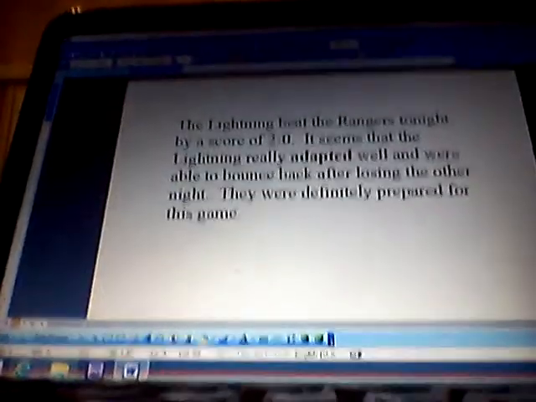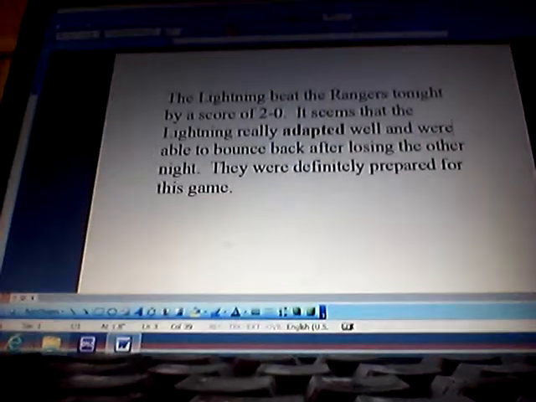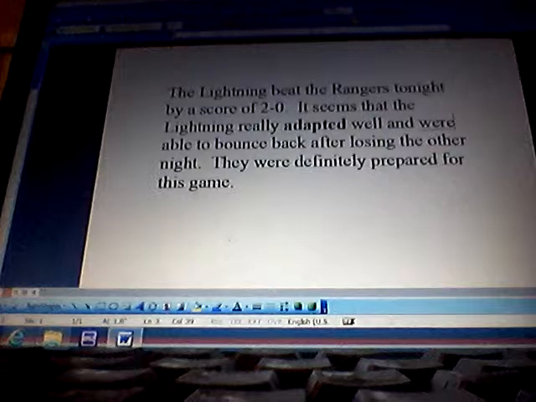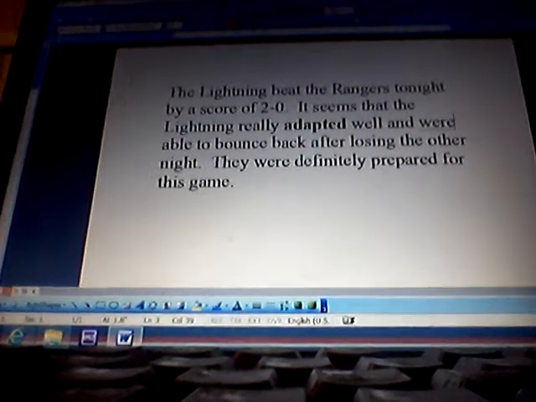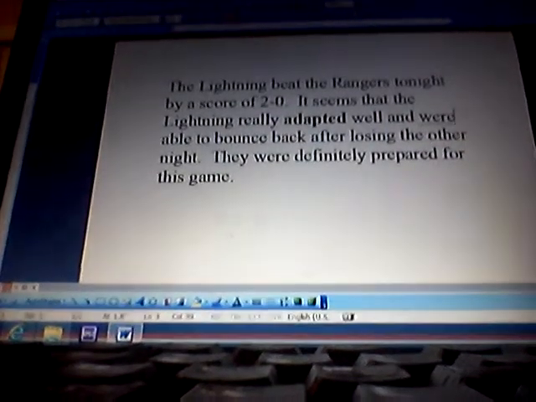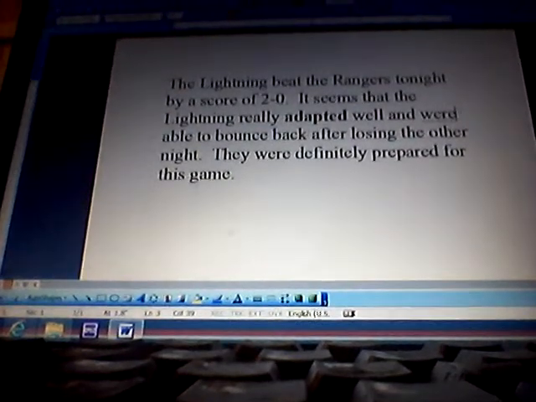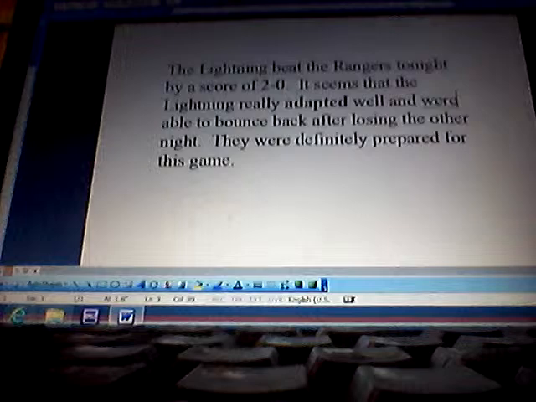And I got it for you right here. I'm going to show it to you on the screen. There it is. And it says, the Lightning beat the Rangers tonight by a score of 2-0. It seems that the Lightning really adapted well and were able to bounce back after losing the other night. They were definitely prepared for this game.